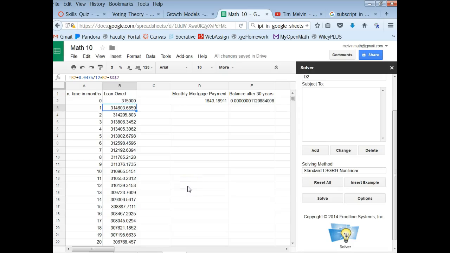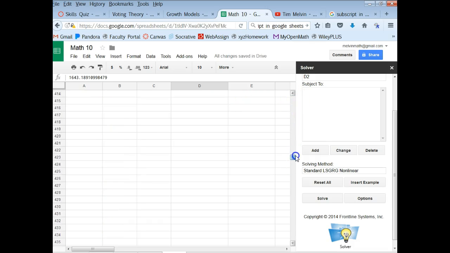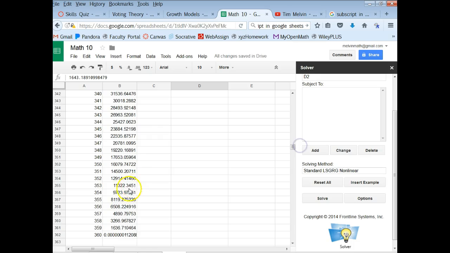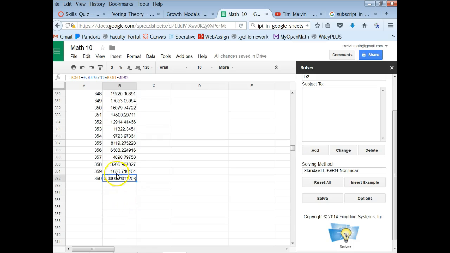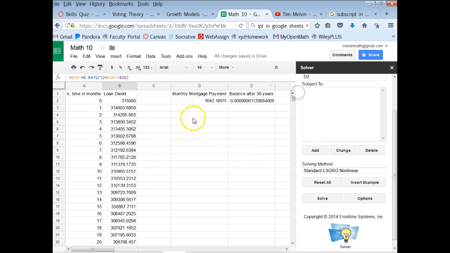Okay, in the last video, we used the Google Sheets Solver function in order to figure out the monthly mortgage payment needed to pay off our 30-year fixed interest rate home mortgage. So if we scroll down just to see, let's match up. Right here, our last payment, $1,636, gets us fairly close to zero, not exactly zero.